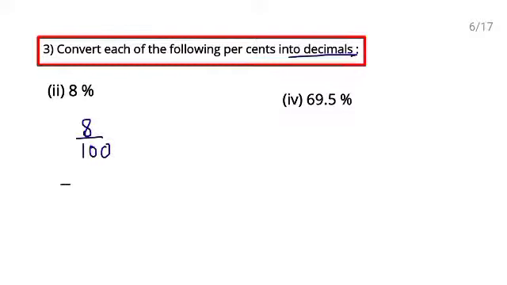Now they are asking to write in decimal form. So write numerator 8. In denominator, how many zeros are there? 2. So you will put decimal before 2 digits. 1, then 2. Decimal will be here. Right? So what is your answer? Your answer is 0.08. Clear?